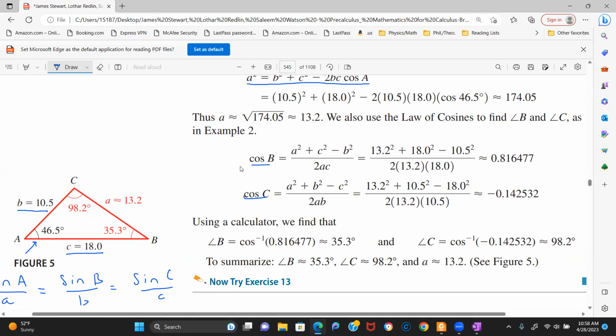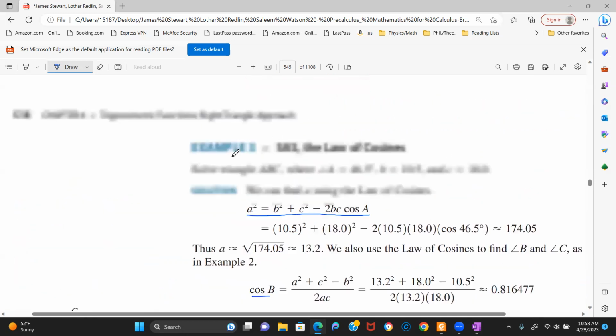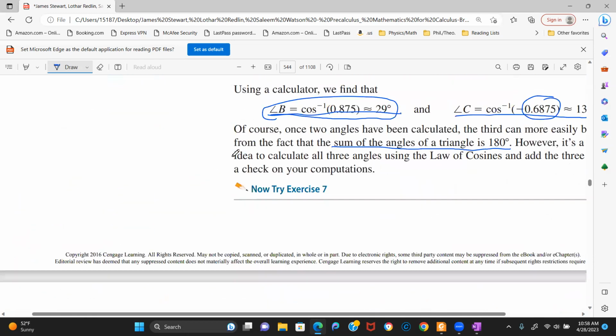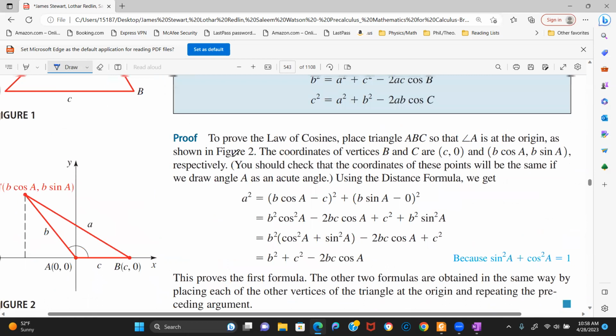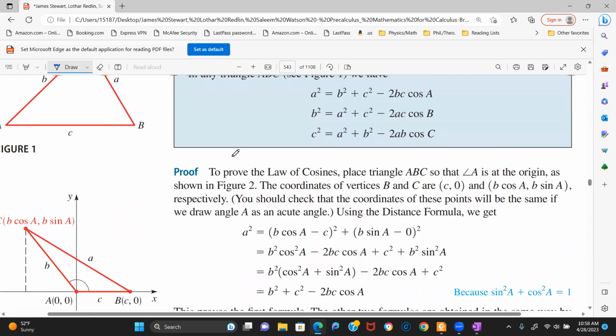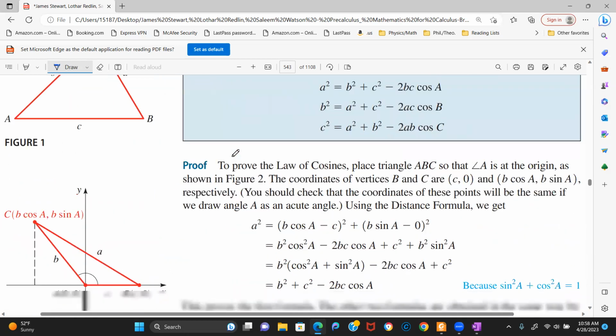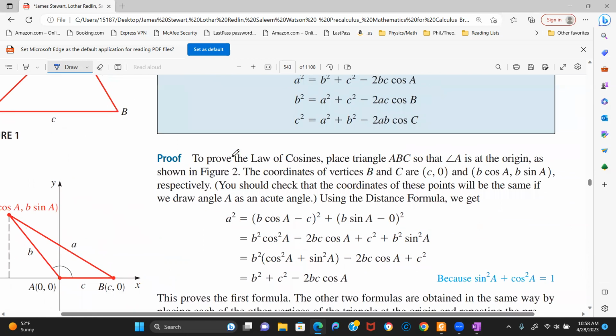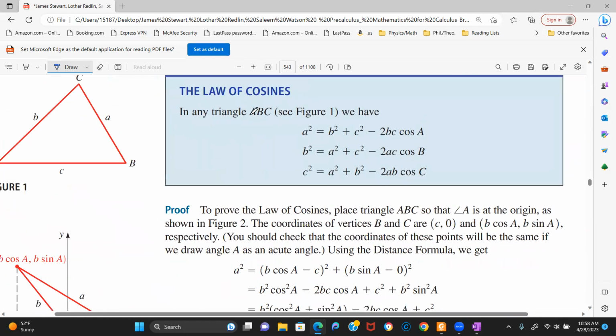Actually, one thing I just realized is I did not prove the law of cosines. So let's look at that really quickly. I won't write things down because my computer's acting up. So here's the statement. You have any triangle ABC, and the claim is that these three equations hold. I think we're just going to prove one of the equations, and then the rest follow similarly.